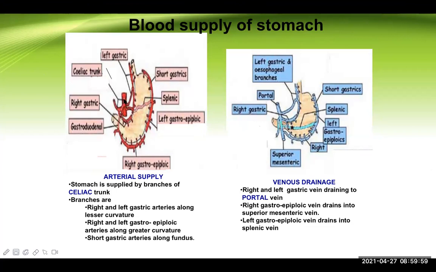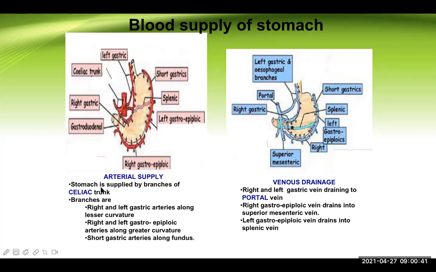Celiac trunk is a direct branch of the abdominal aorta, which is nicely shown here. This celiac trunk gives rise to different types of arteries. You can see here the left gastric artery, right gastric artery, then the gastroduodenal artery. Then we have the splenic artery. This splenic artery also gives rise to a lot of branches like the short gastric artery and the left gastroepiploic artery. The gastroduodenal gives rise to the right gastroepiploic artery. So ultimately, every type of artery is connected with the celiac trunk.